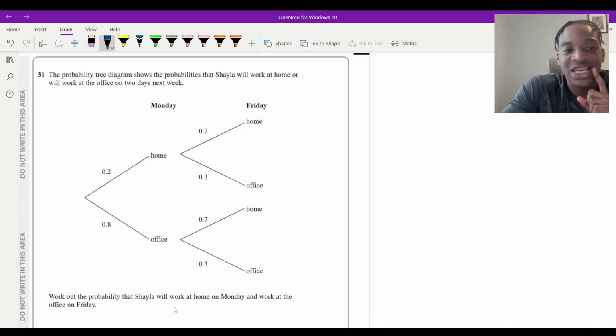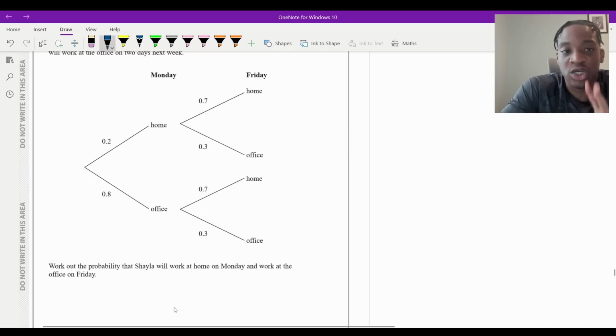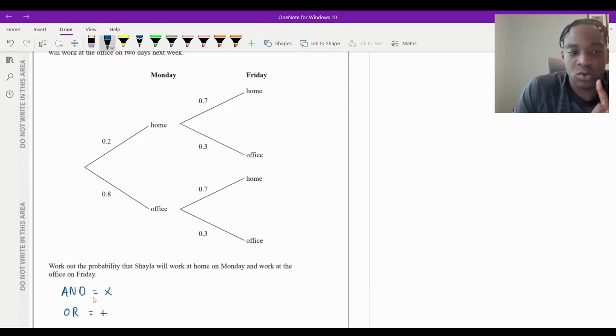Now, this is a probability tree question. Now, there's a couple of things that you need to know, right? When you're dealing with probability trees, if you see the word and, that means you just multiply the probabilities together. And then or means that you add. Now there's no or anywhere, so we're not going to use this one today. However, we've got and. So let's look at this again.